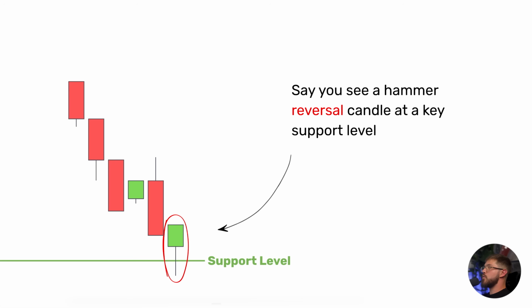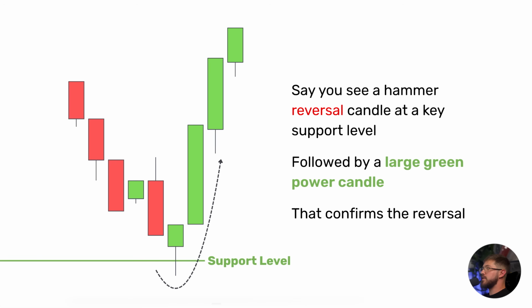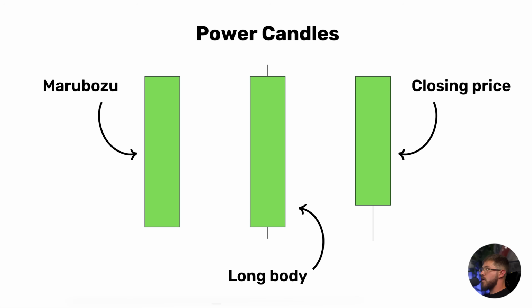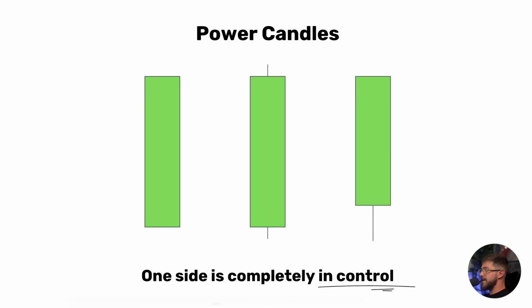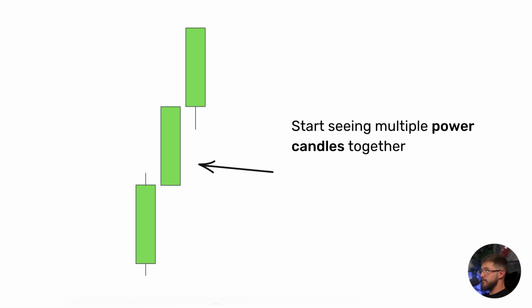Let's say you see a reversal candle at a key support level, followed immediately by a large green power candle. Well, that power candle is confirming the reversal. The buyers didn't just defend the level, they're fully taking control. And the key with all power candles is they show you strength and momentum. Whether it's a marubozu or a long body candle, they all tell you the same story. One side is in complete control. But there are key nuances about when to enter these power candle setups and where to place your stops and targets, which we'll cover when we get to putting everything together into a complete strategy later in this video. Just remember, whenever you start seeing multiple power candles together, that is whenever you get the multi-candlestick patterns that can show you exactly when huge moves are beginning.